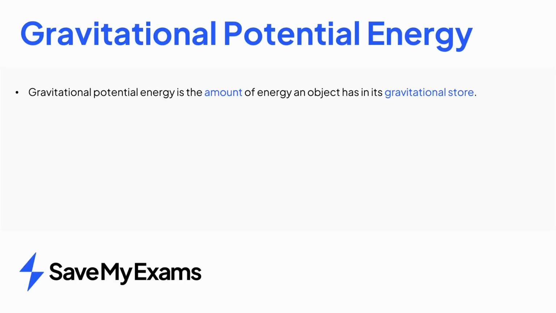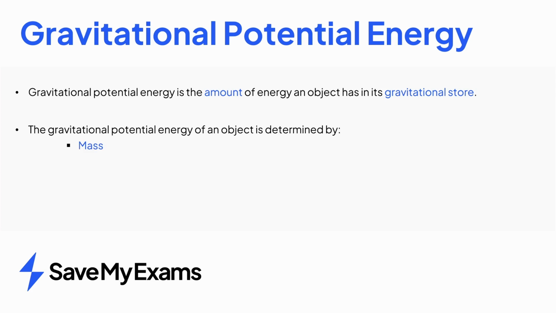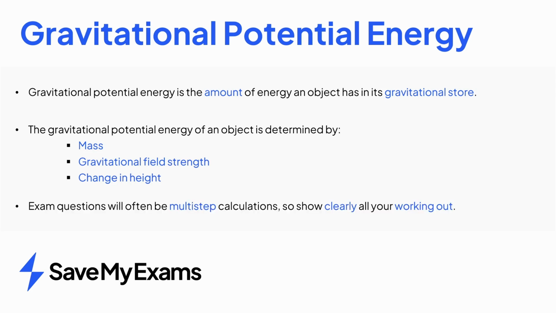In summary, gravitational potential energy is the amount of energy in an object's gravitational potential energy store. The amount of energy in an object's gravitational store is determined by three things: the object's mass, the gravitational field strength of the location, and the change in height of the object. Exam questions will often be multi-step calculations, so you may need multiple equations, such as the kinetic energy equation, or you may have scenarios that involve two different heights.